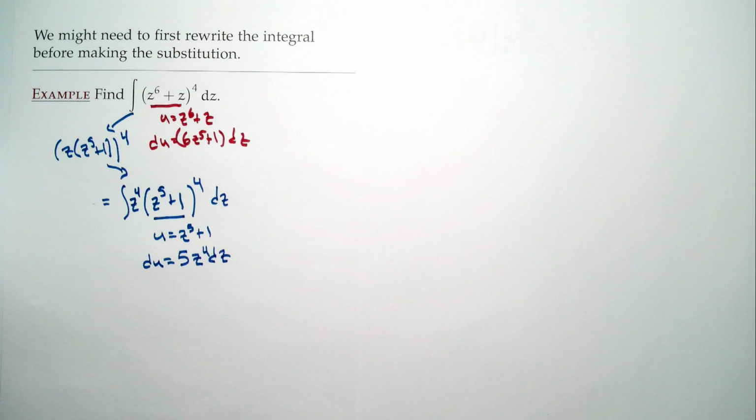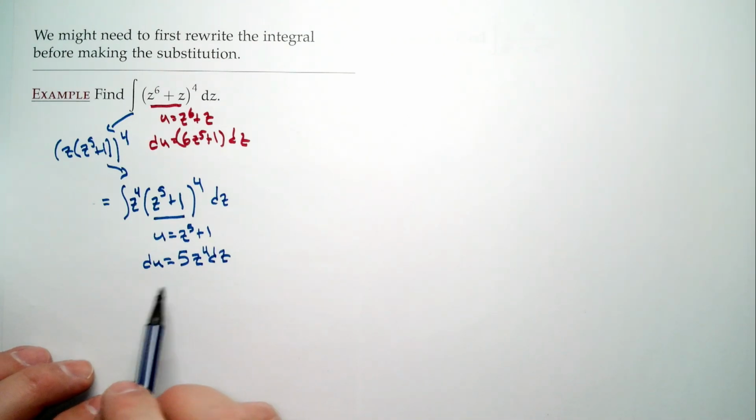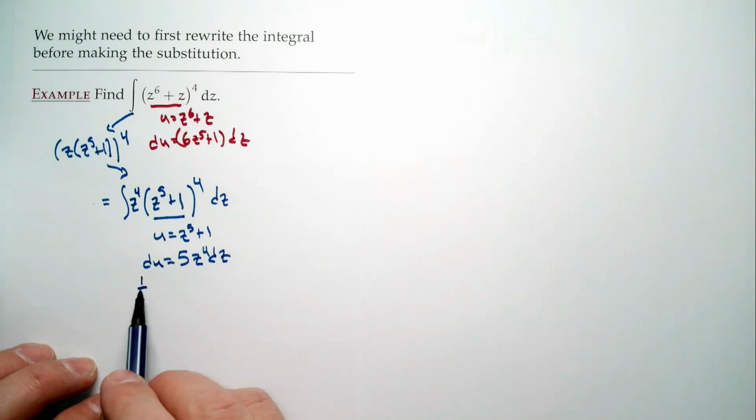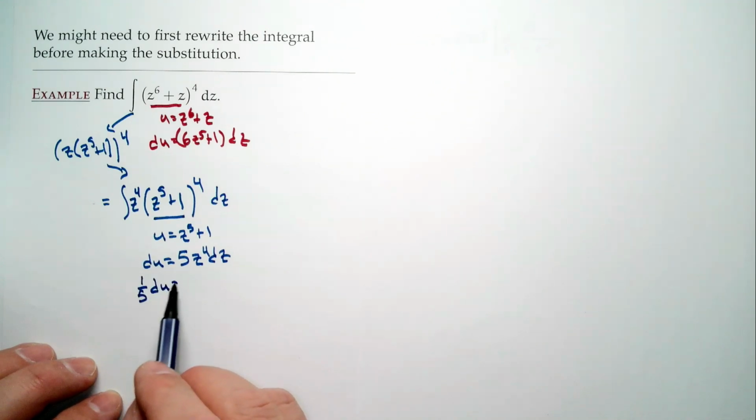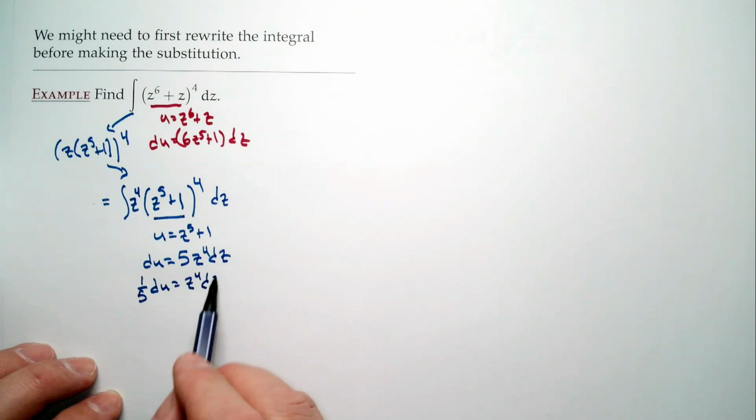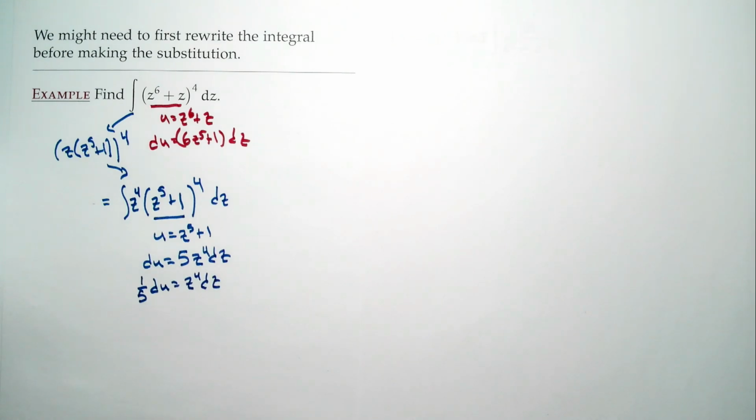Here's a couple of ways. I like to do the following. I like to call this technique divide by 5. So what I do is I divide by 5. And now I'm good. So I can say that z to the 4th dz is 1/5 du.